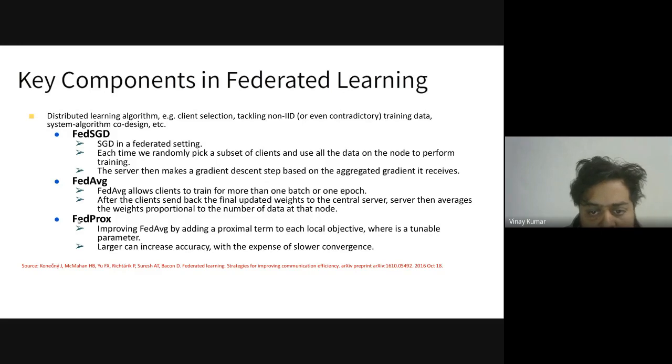Another approach is FedProx, which is actually federated averaging, the same thing, with a proximal term that is added to the weights. So these three are the basic algorithms that have been used in federated learning. Much more research is there in updating those parameters.